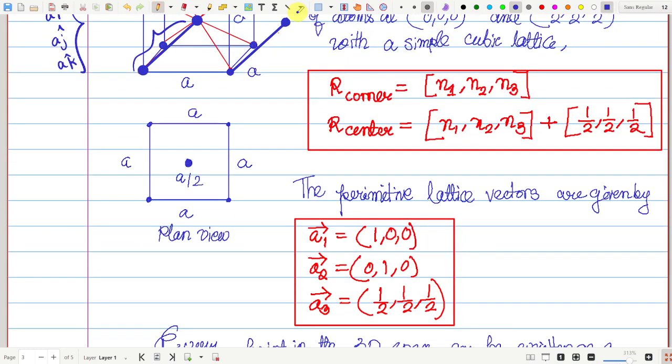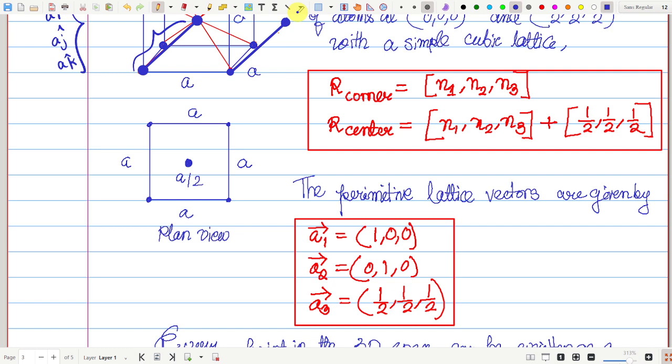Now we see what R corner is. R corner is just n1, n2, n3. These are the lattice points, and our center will be n1, n2, n3 plus half, half, half. So n1, n2, n3 can be any integer.